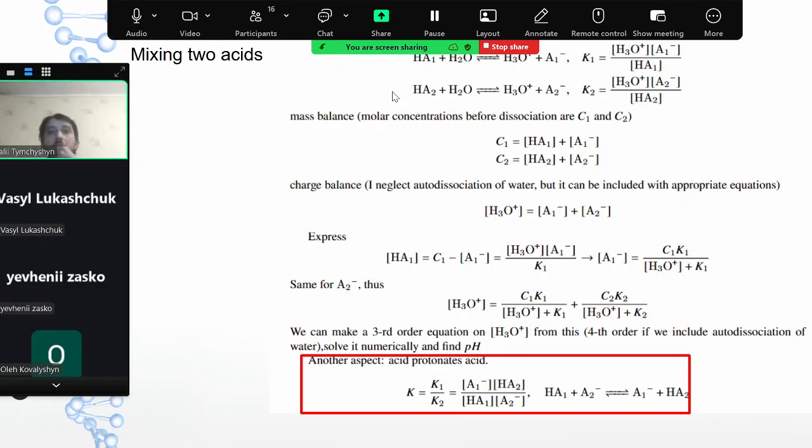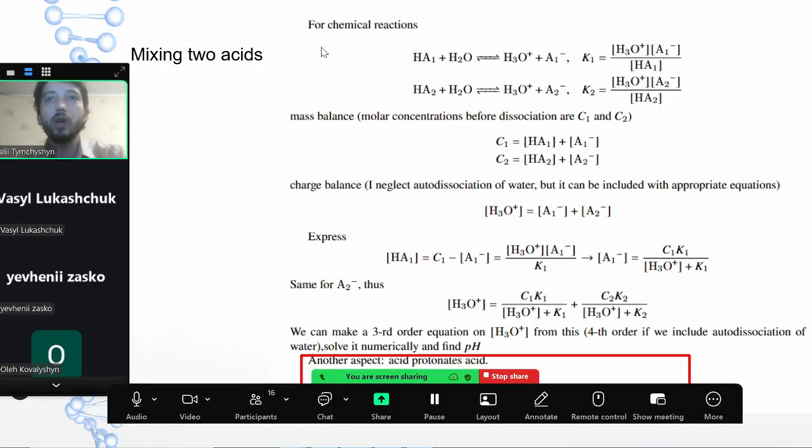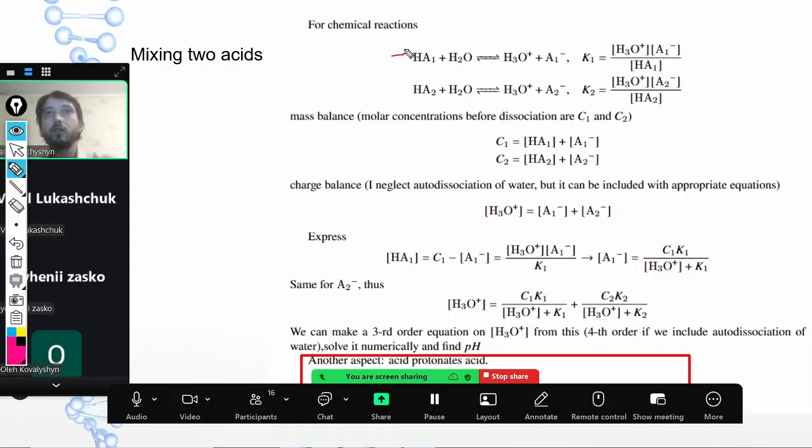I guess I'll show you this one more slide and we can make a small break. Good. Here is the case of mixing two acids. So what if we have two acids added to water? So we have two reactions. So here is the first one.